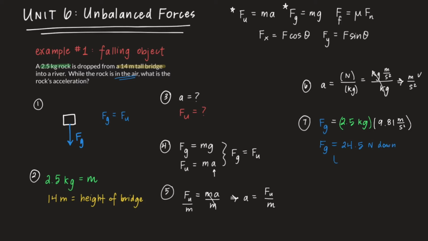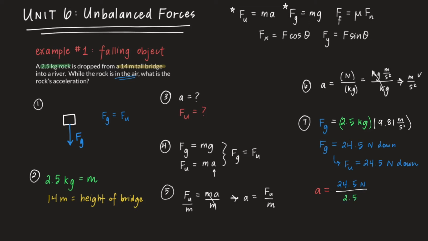Fg points down always. Again, remember our unbalanced force is equal to the force of gravity because it's the only force that's acting on this rock. So my unbalanced force is 24.5 newtons down as well. Then I'm going to take my rearranged equation to find my acceleration. That's the last little part of my problem. So the acceleration is going to be equal to my unbalanced force, which is 24.5 newtons, divided by the mass, which is 2.5 kilograms.